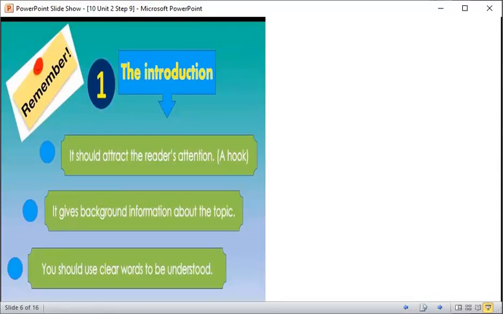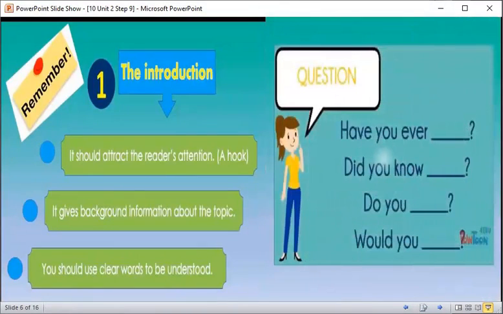Then you give some background information about the topic. So if you are writing about, for example, Kuwait, you have to tell me more about Kuwait. Then you have to use clear words that can be understood easily. So if you're writing a question as an introduction, like have you ever, do you know, would you like, would you mind, and so on.